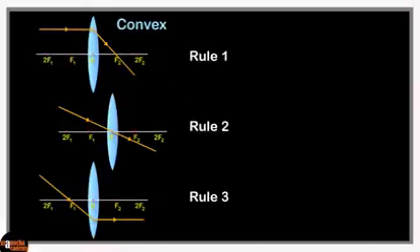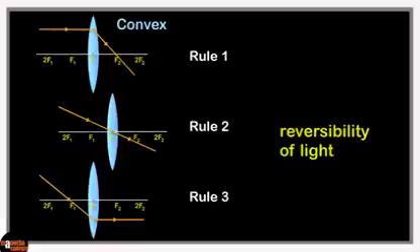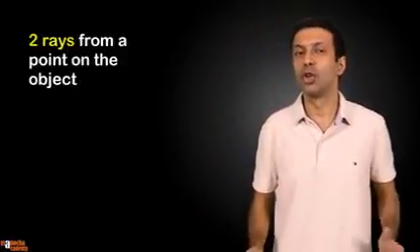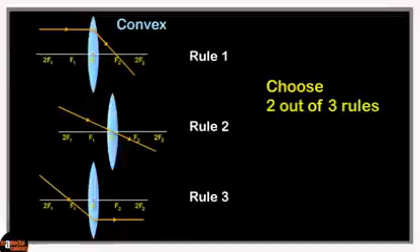Let's place the 3 rules that we have learnt for convex lens on our concept board. Can you see that rule 3 is exactly the opposite of rule 1? It's due to reversibility of light. Remember, when drawing a ray diagram, you need to draw 2 rays from a point on the object. So you need to choose 2 out of the 3 rules. You can choose any 2 rules that are convenient for your diagram.